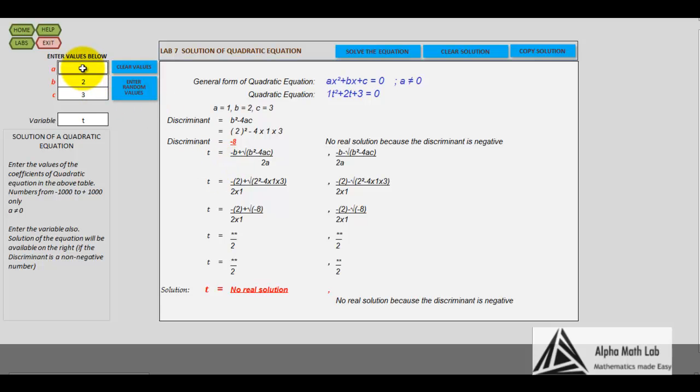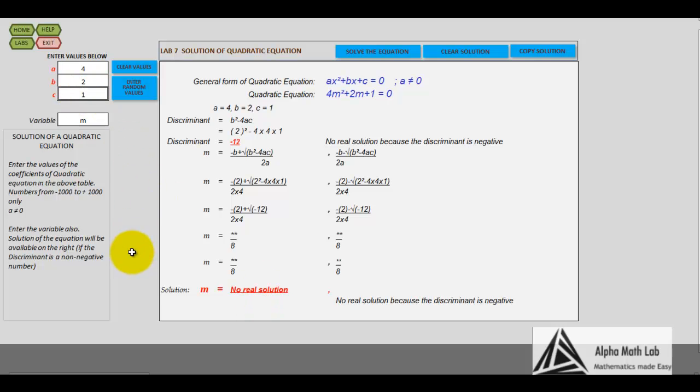Try changing the values of A, B and C. Now I have converted the values to A as 4, B as 2 and C as 1 and a new variable M. Click solve the equation. In this case also the discriminant is negative 12, so there is no real solution.